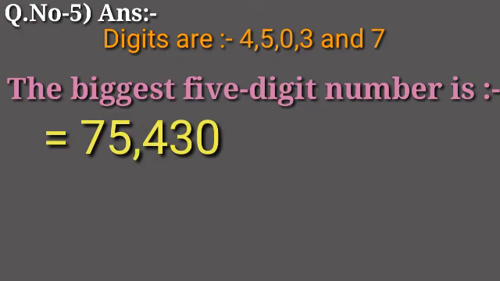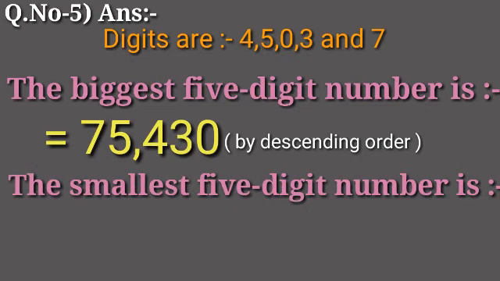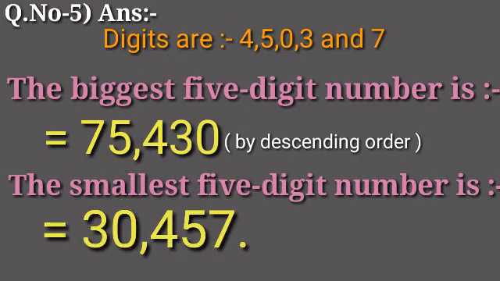75,430, which we can calculate by arranging the digits into the descending order. So the bigger number 7 is at first and the smaller number 0 is at last. Now the smallest 5-digit number is 30,457. Here we can arrange it by arranging the digits into the ascending order.